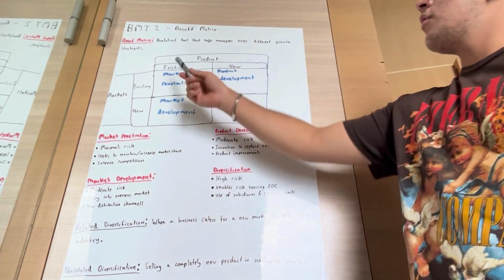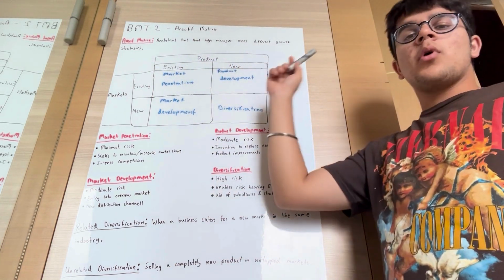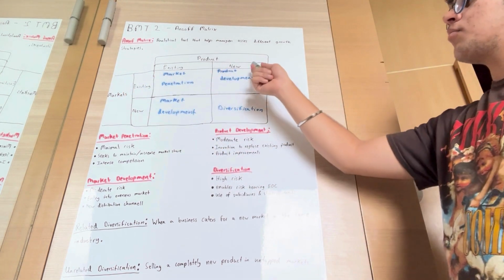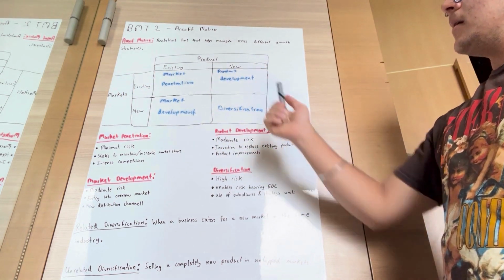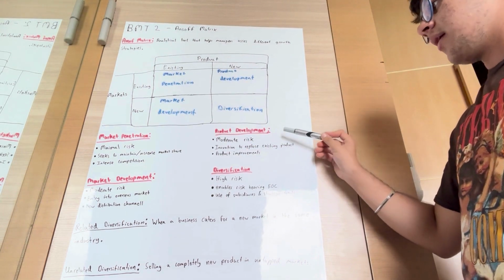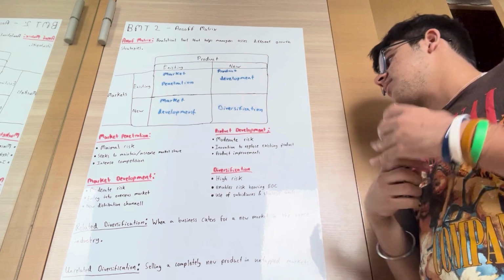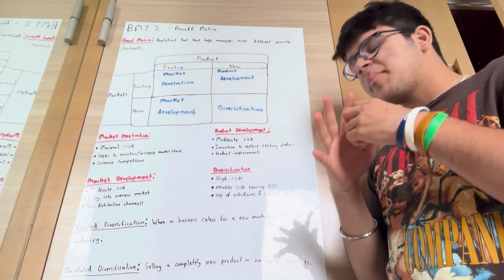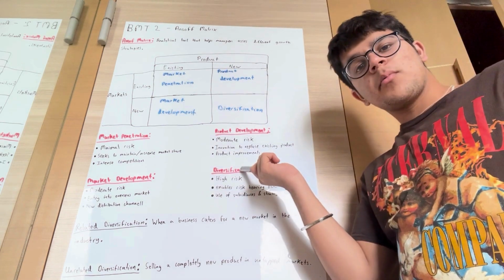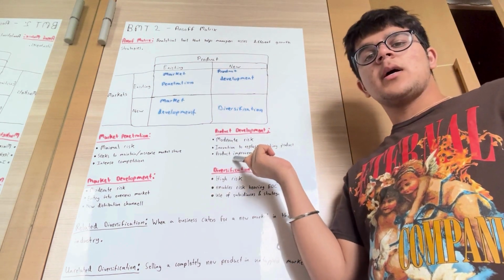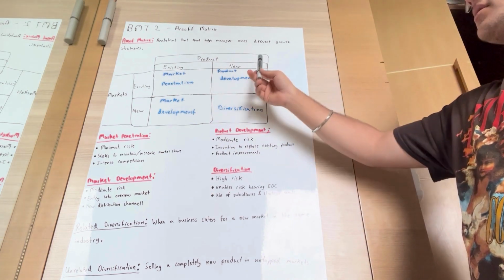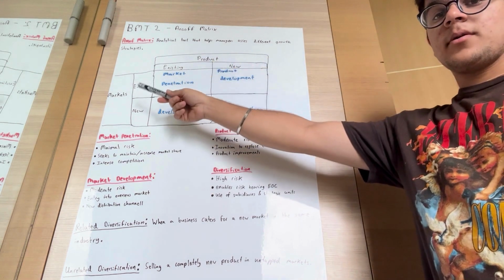So now, if we move on over to a new product, but an existing market, that is what you call product development. In product development, you have moderate risk, and you aim to innovate in order to replace your already existing product. You do that by improving your product, making lots of product improvements and specific changes. This is new product, existing market.